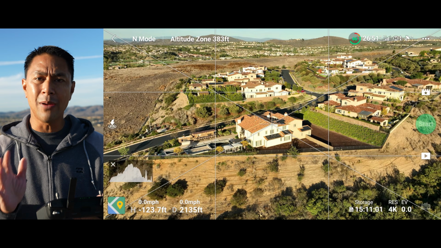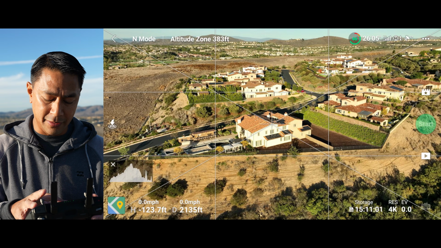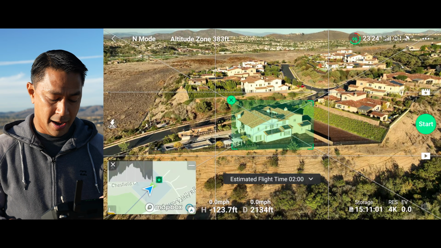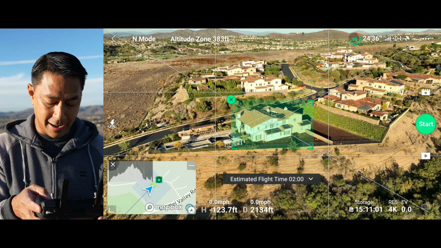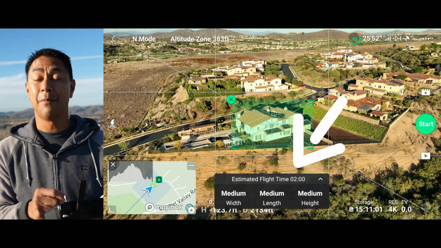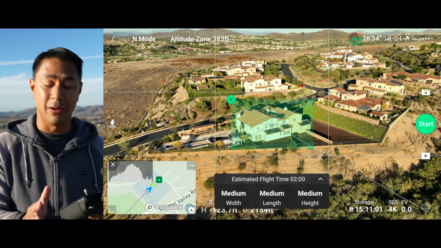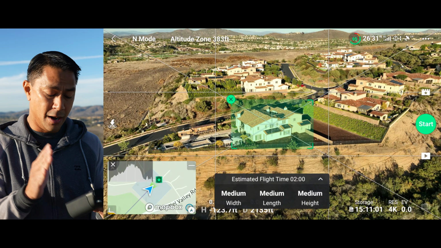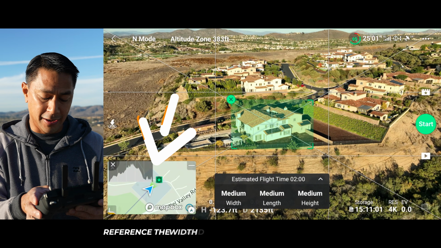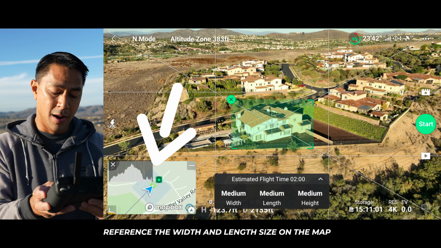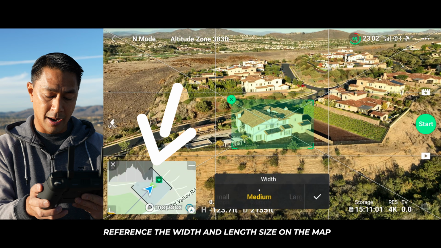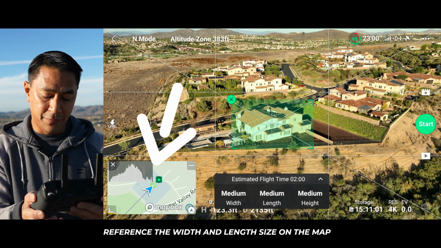All right, to activate MasterShots, what you want to do is select your target. I'm going to select this house right here. And there you go. I'm selecting the house, and at the very bottom here, if I open this up, it gives me an estimated flight time. It's telling me that it'll take 2 minutes to complete the entire master shot. Now if I change things up, like if I go, do I want the width to be small, medium, or large? Medium is fine.